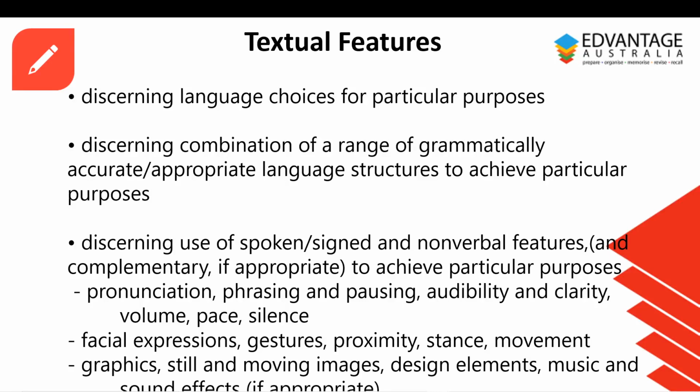All right, so then we come to the third criteria, which of course is the textual features. So here the descriptors are that we use discerning language choices for particular purposes, the discerning combination of a range of grammatically accurate or appropriate language structures to achieve particular purposes, and the discerning use of spoken, signed, and non-verbal features and complementary features, if appropriate, to achieve particular purposes.